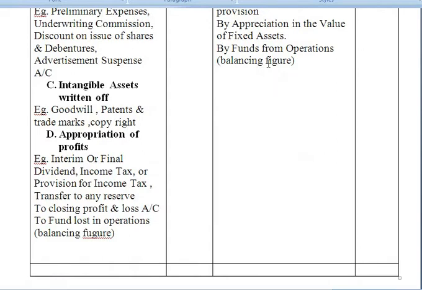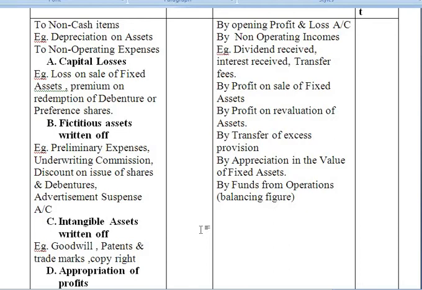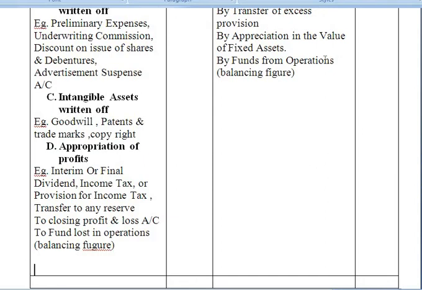If the balance is on the debit side, then it is funds lost in operations, and if the balance is on the credit side, then it is funds from operations. Both are our balancing figure. Funds from operations is one of the important internal sources of funds. It will come on the sources side when we prepare the funds flow statement. And if there is a loss in operations, then that will come on the application side, application of funds.